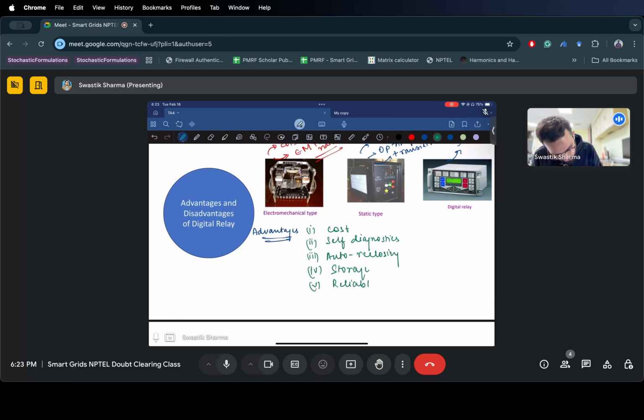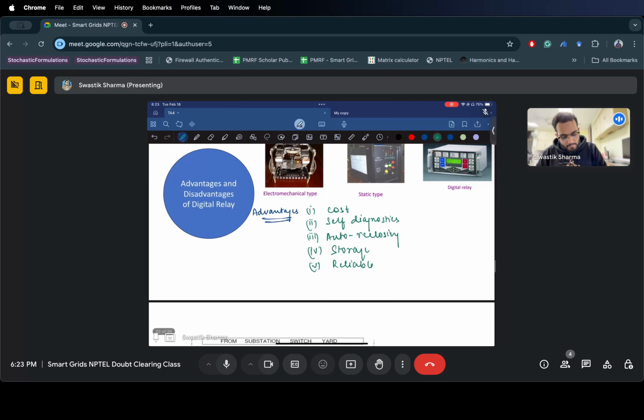Fifth, they are more reliable. When I say they are more reliable, it is because they contain precise algorithms with which they issue a command, so they tend to be more reliable compared to their predecessors. But they have some disadvantages, which are EMI. They are sensitive to electromagnetic noise coming from nearby high power devices.